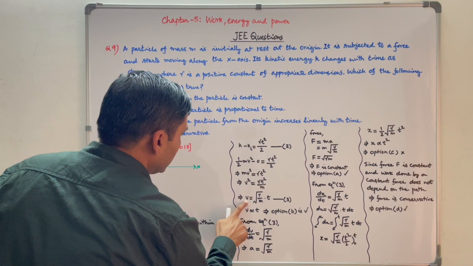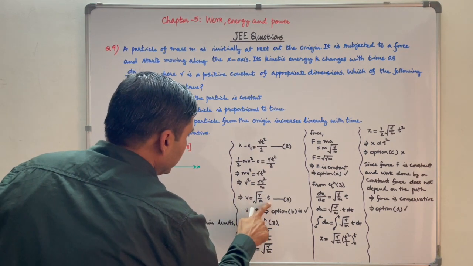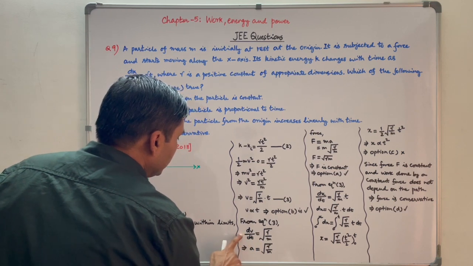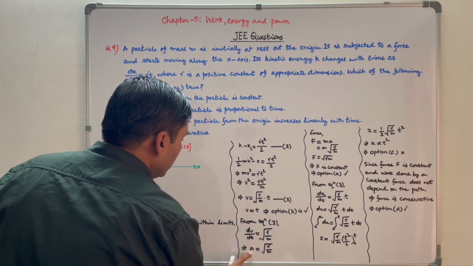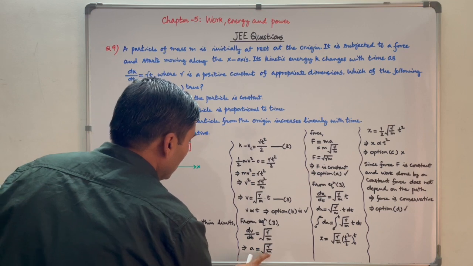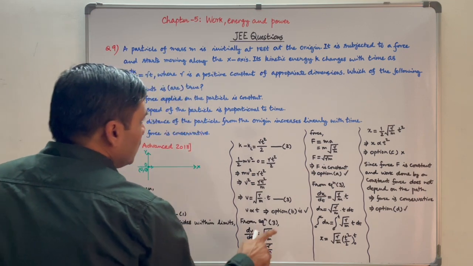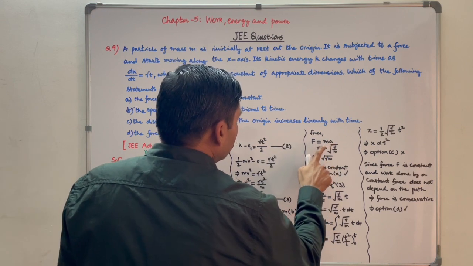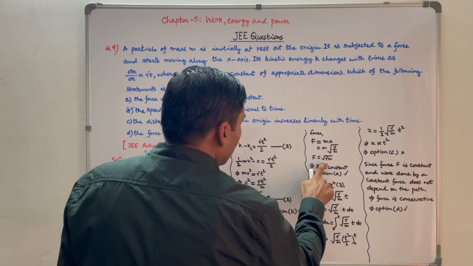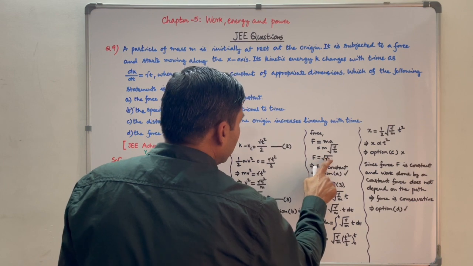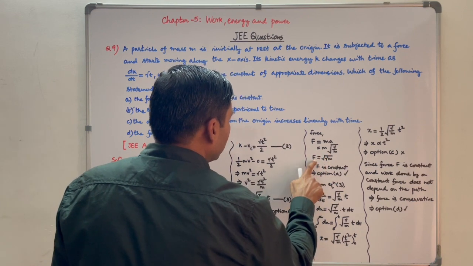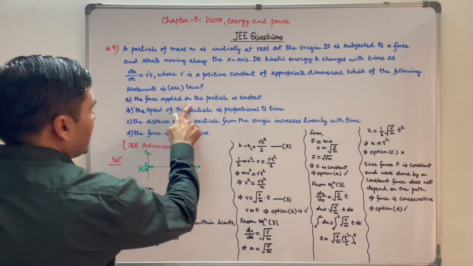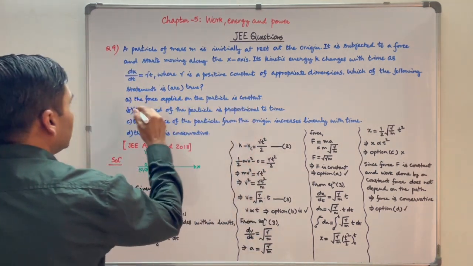Again, from this equation, if we do dv by dt, we get the square root of gamma by m. dv by dt is the acceleration of the particle. So the acceleration of the particle is equal to the square root of gamma by m. Force working on the particle is equal to mass into acceleration. So F is equal to the square root of gamma m. Gamma is constant, m is constant. So the force working on the particle is constant. Statement A, which says the force applied on the particle is constant, is also correct.